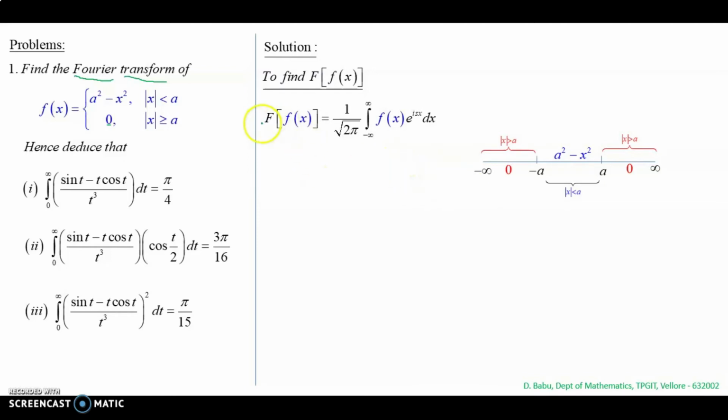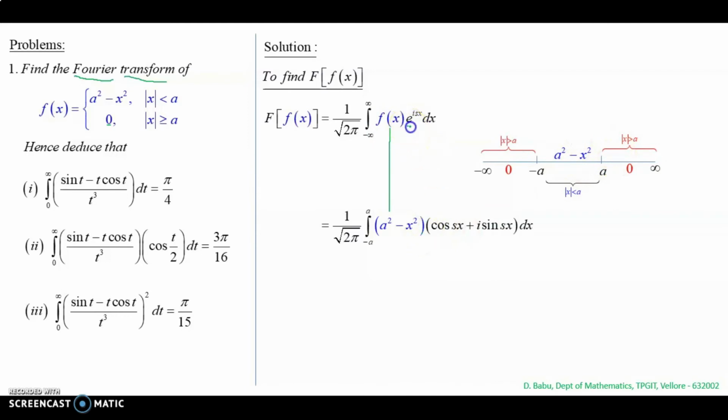So therefore, Fourier of f of x is 1 by root 2 pi. Instead of minus infinity to plus infinity, we take only minus a to plus a, because only in minus a to plus a does it take a non-zero value, that is a square minus x square. In minus infinity to minus a it takes value 0, and a to infinity it takes value 0. Therefore, we take minus infinity to plus infinity as minus a to plus a. In minus a to plus a, f of x equals a square minus x square.